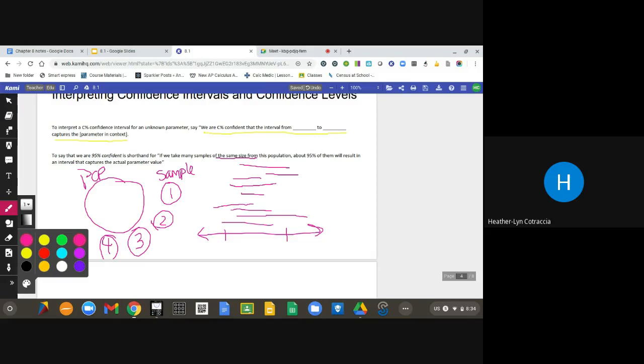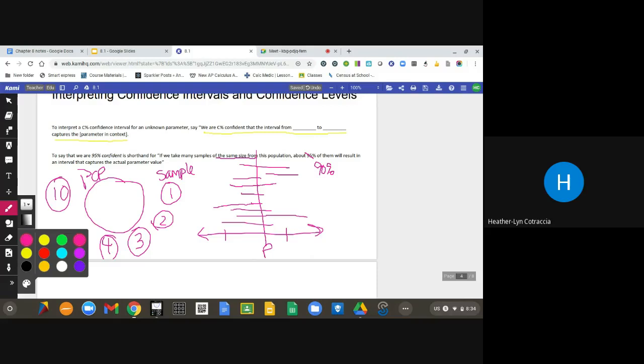Now, let's change this to 90% because it's easier to see. So I've taken 10 different samples. So I'm up to my 10th sample. So there's 10 lines there that all represent different confidence intervals. Now, if this is 90%, then that means that 9 of the 10 confidence intervals will go through the population parameter that you're trying to estimate.